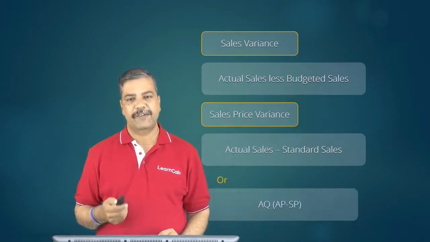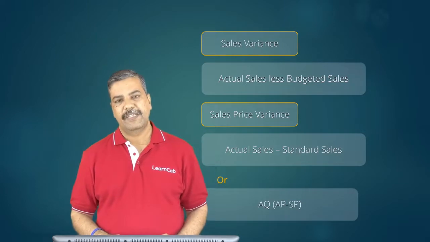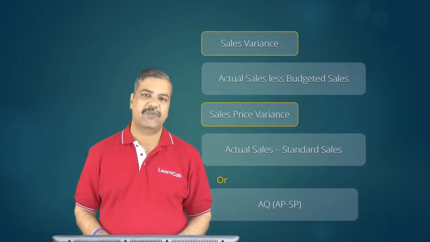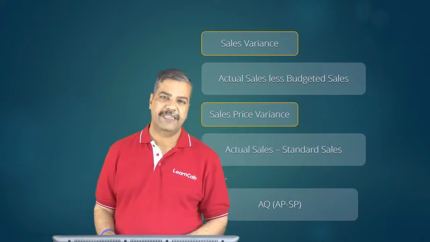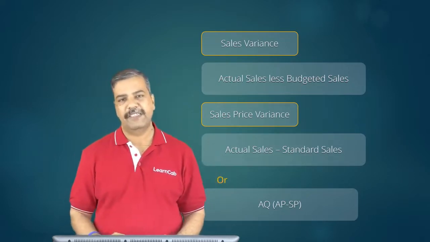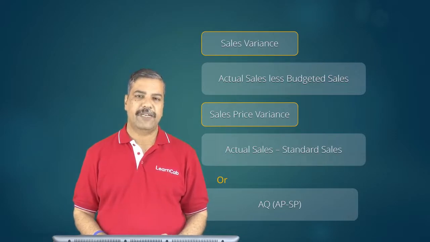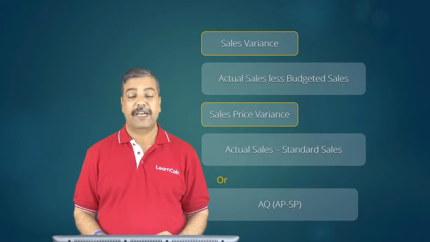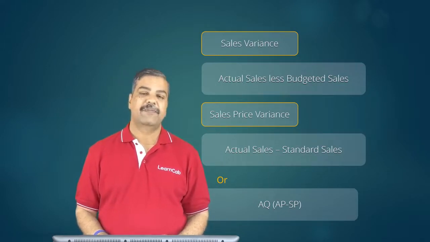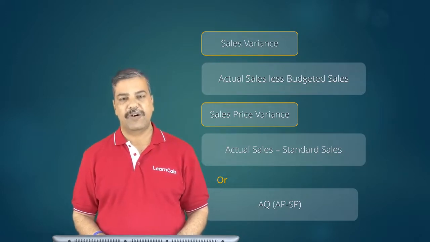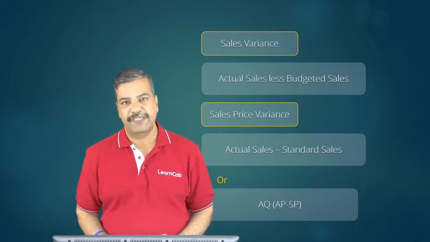Very important point. Please remember the formula. This year for the first time we are seeing something called AQ, that is, actual quantity. This came in materials, and now we are seeing it in sales. So AQ multiplied by, open up your bracket, actual price minus standard price. Actual price minus standard price, multiplied by your actual quantity. That gives you the sales price variance.